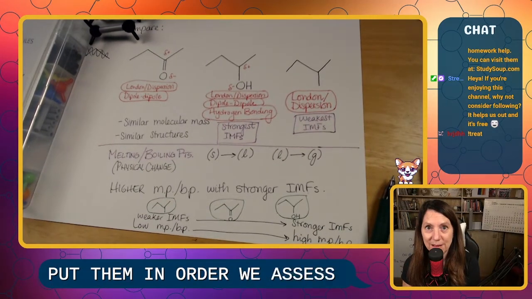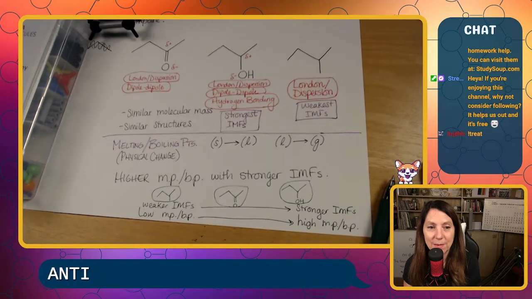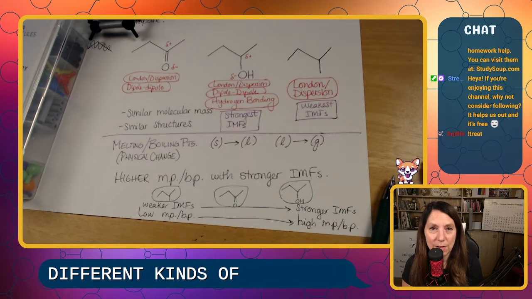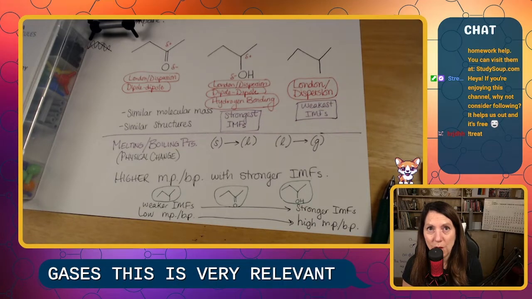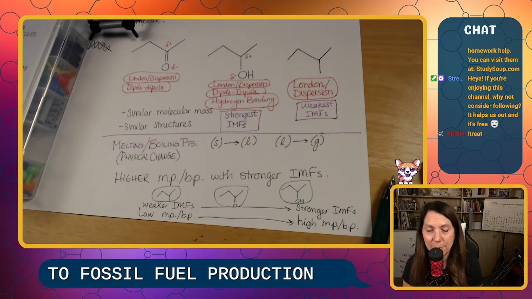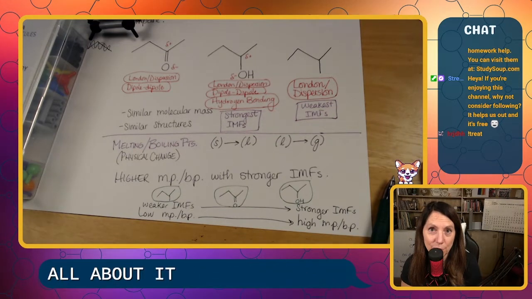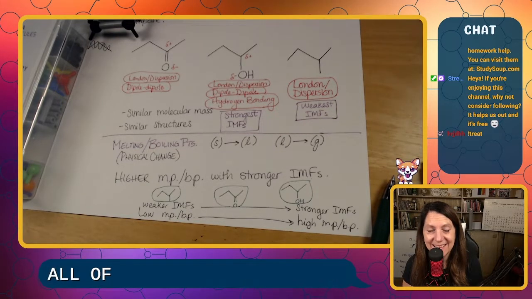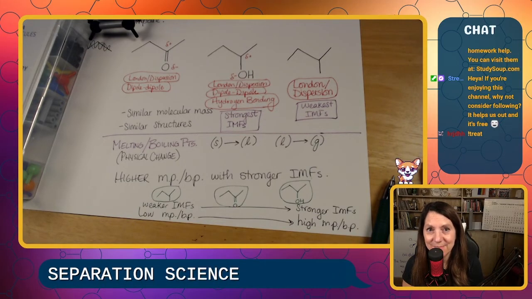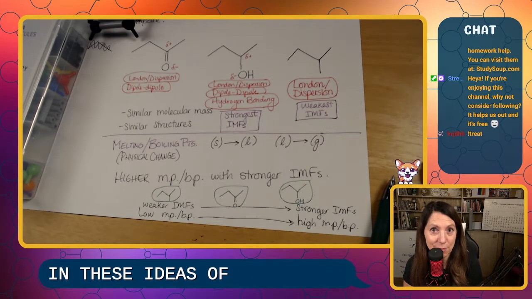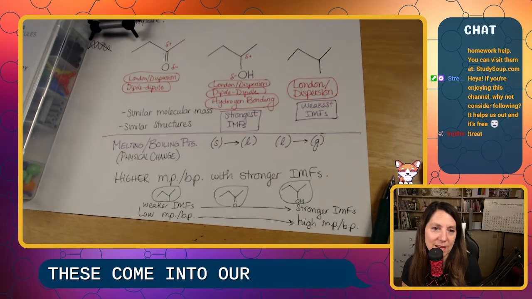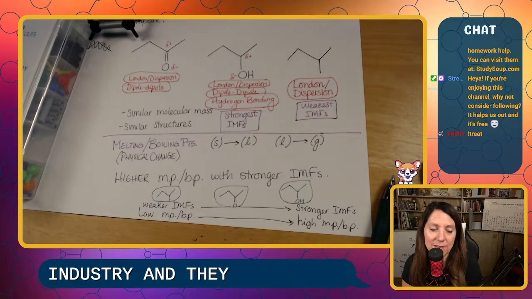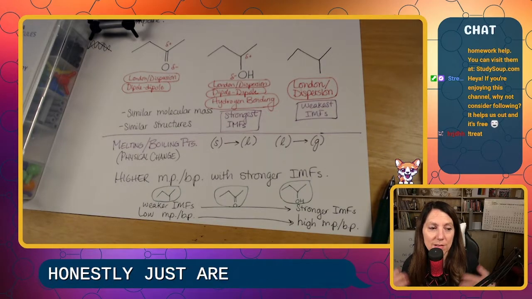We assessed the intermolecular forces. We then tied it in with melting points, boiling points. This is super relevant for separating out different kinds of oils and gases. This is very relevant to fossil fuel production and separating them out. This is all about intermolecular forces and physical changes. Distillation is relevant to all of that. A lot of separation science brings in these ideas of intermolecular forces. So these come into our lives in so many ways in industry, and also, honestly, just in our life.